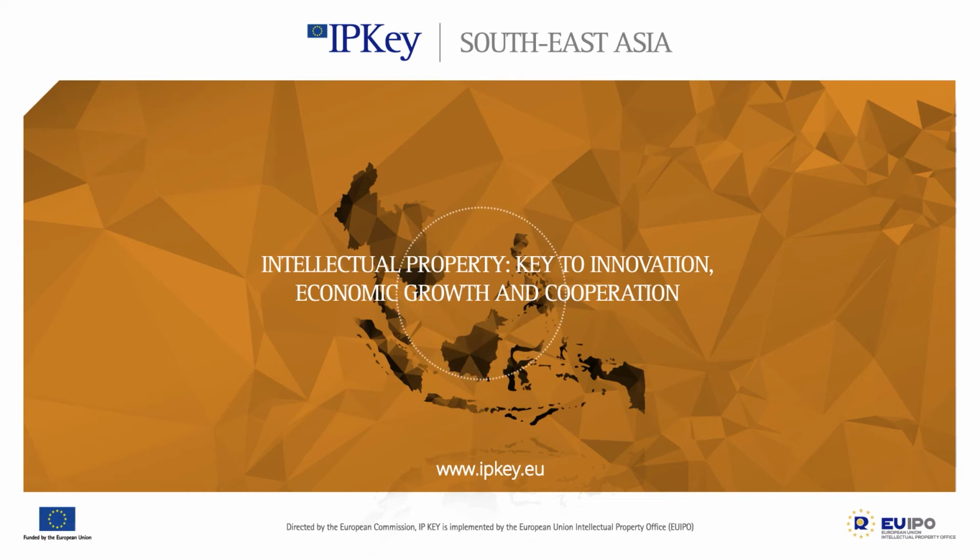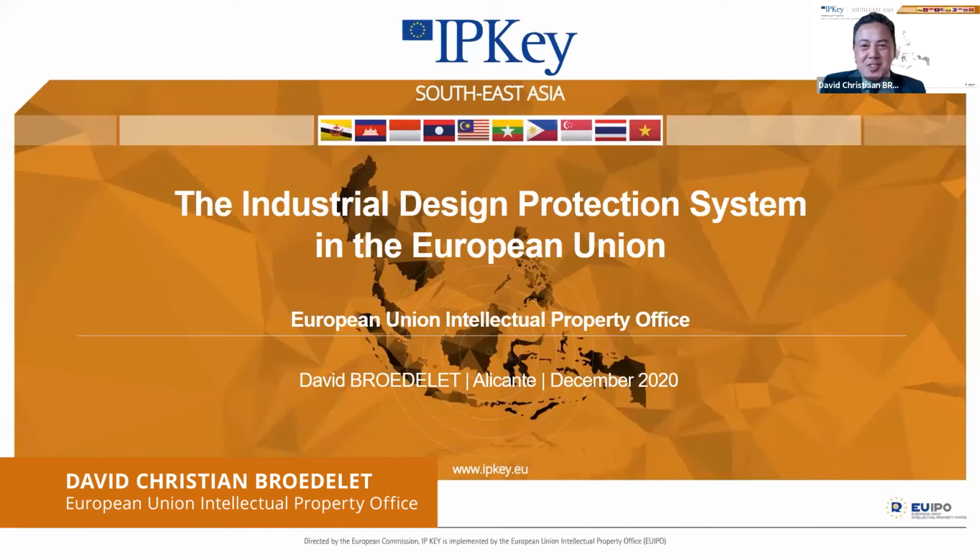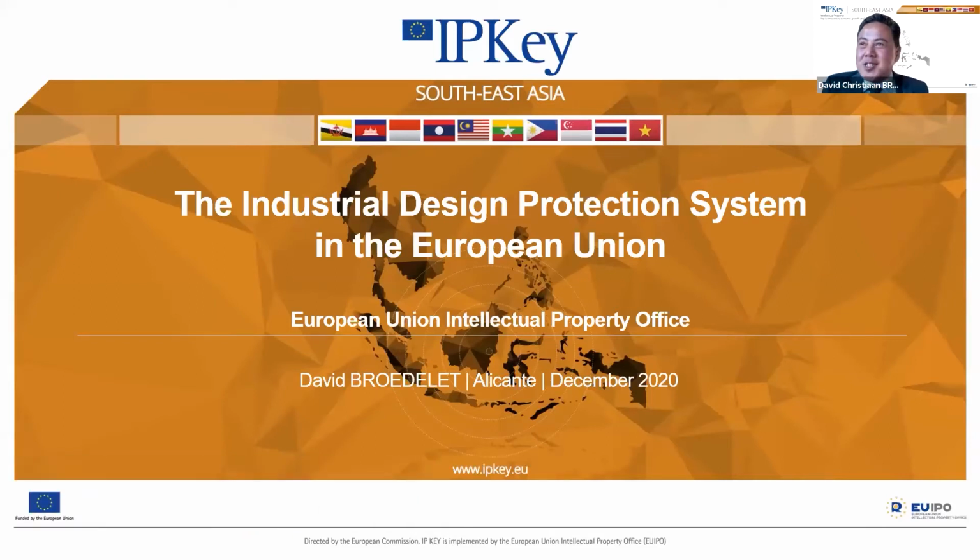So the first topic that we have is the industrial design protection system in the European Union. And what I would like to do is give you an overview of how it works here in Europe, and maybe you will find similarities, or maybe you would also find certain differences that you find striking. Right? So I will start.